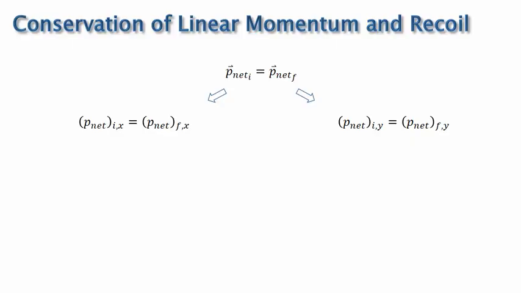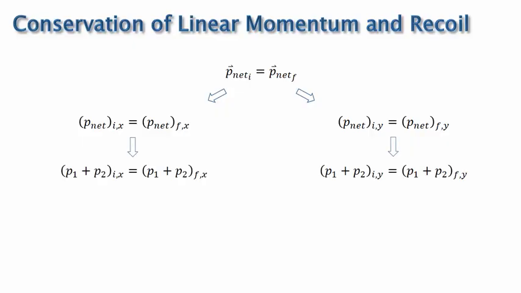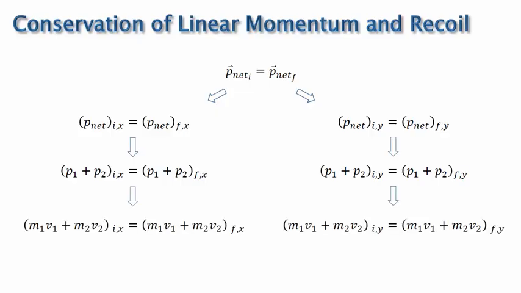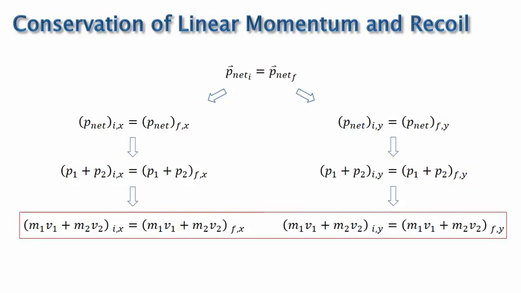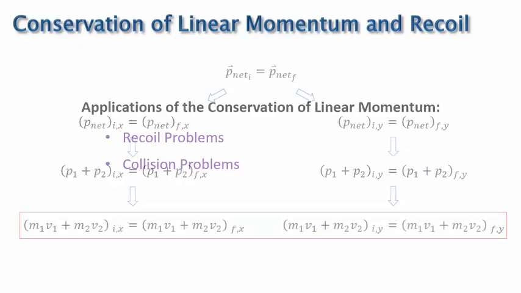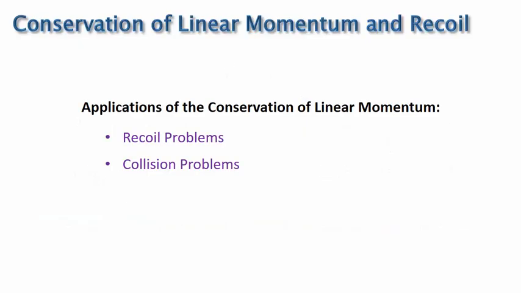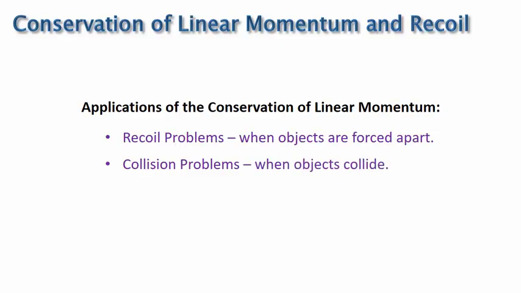Also, for the problems we solve, there are typically 2 objects in the system, so the net momentum terms become P1 plus P2. And finally, we'll replace each momentum term with mv. This, then, is the form of the conservation of linear momentum that we typically apply to problems. When we apply it to problems, there are 2 basic types: recoil problems and collision problems. Recoil problems are when the objects are forced apart, and collision problems are when they come together and collide. We'll discuss recoil problems in this video, and we'll discuss collision problems in the next video.